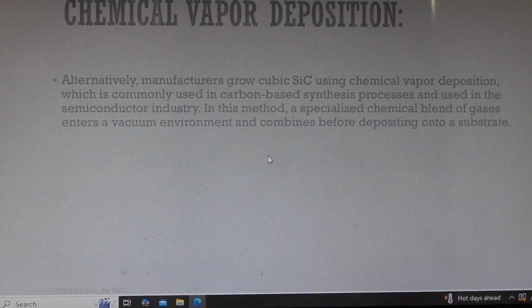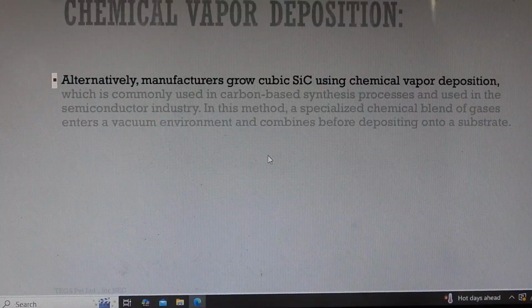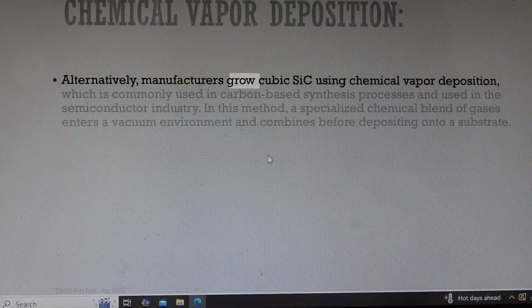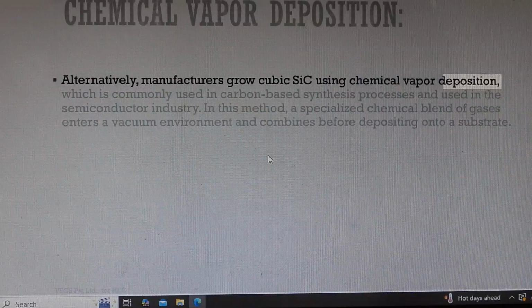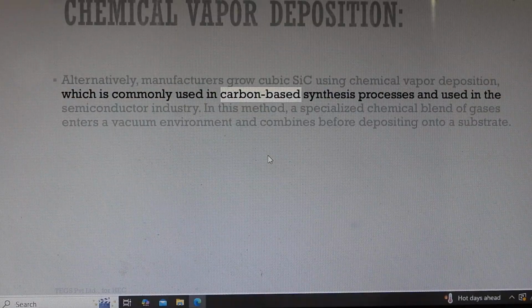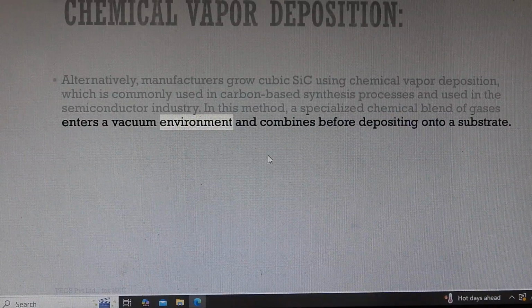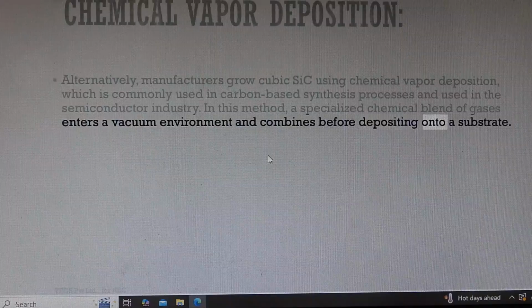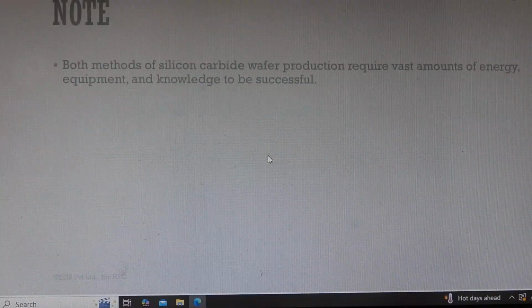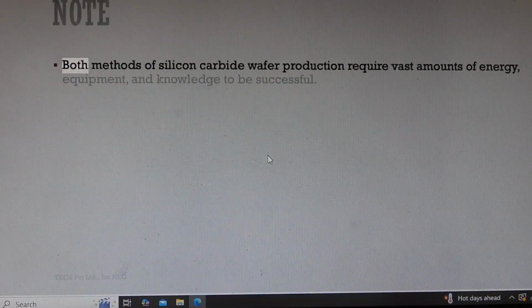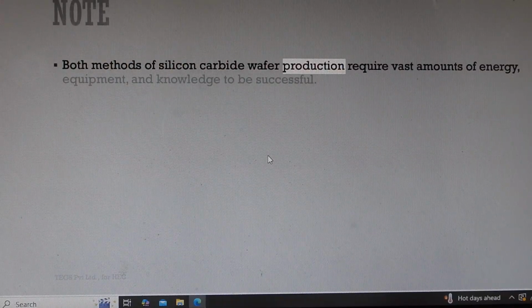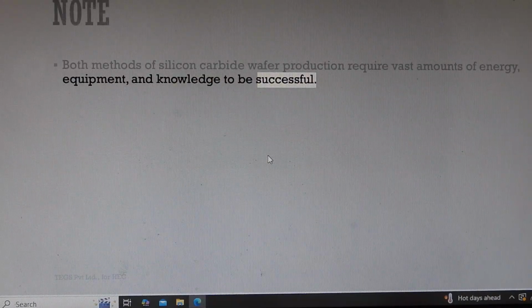Chemical vapor deposition. Alternatively, manufacturers grow cubic SiC using chemical vapor deposition, which is commonly used in carbon-based synthesis processes and in the semiconductor industry. In this method, a specialized chemical blend of gases enters a vacuum environment and combines before depositing onto a substrate. Note: both methods of silicon carbide wafer production require vast amounts of energy, equipment, and knowledge to be successful.